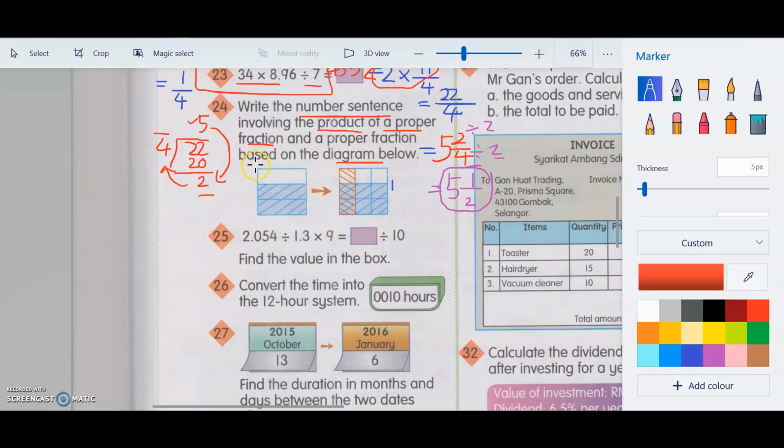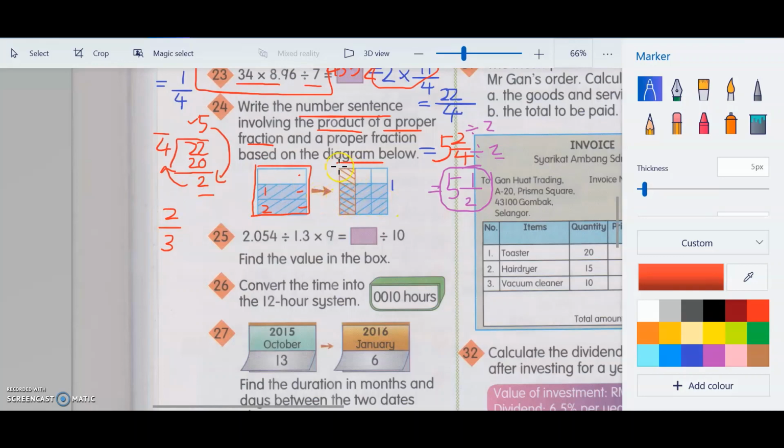So we look at this diagram first. Now what is the fraction for this diagram? There are 3 parts, right? 1, 2, 3. So the bottom number is 3. What about the top? How many parts are shaded? 2 are shaded. 1, 2. So the left diagram is 2 over 3.